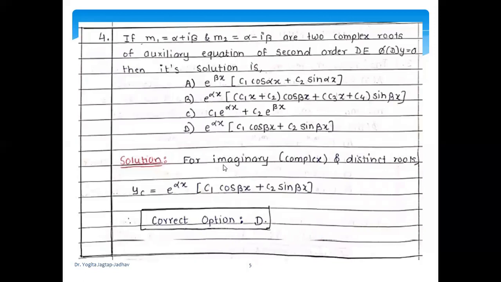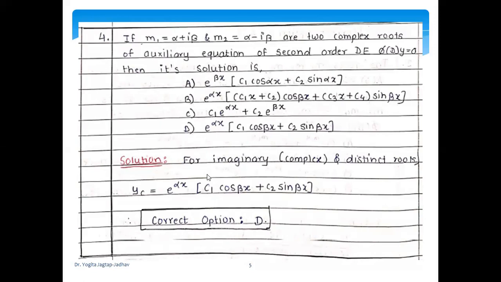Now let us proceed to the fourth example. Here m1 equal to alpha plus i beta and m2 equal to alpha minus i beta are two complex roots of the auxiliary equation of a second order differential equation phi of D operating on y equal to 0, then its solution is any one option from these given four options.